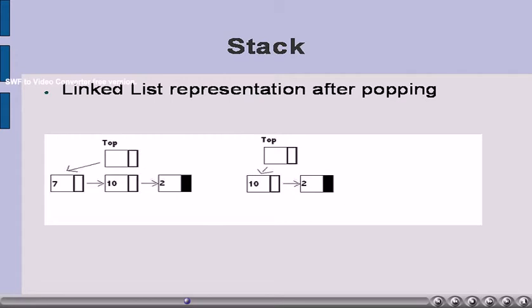So now currently top is pointing to the node in the linked list having number 7. If we remove that one, top will be pointing to the node having the next number, that is 10. Like this, removal on the stack which is represented in a linked list will be carried out.